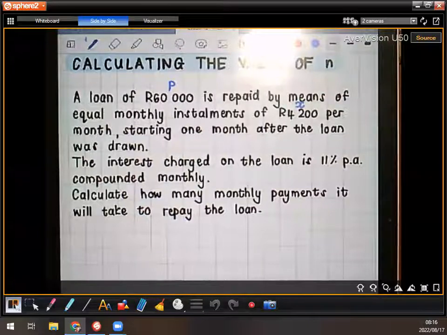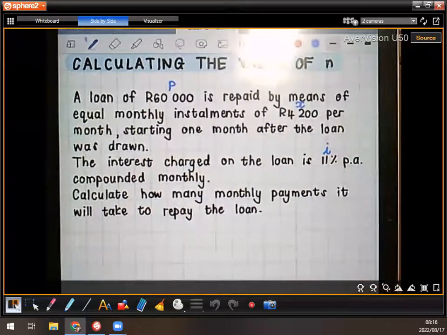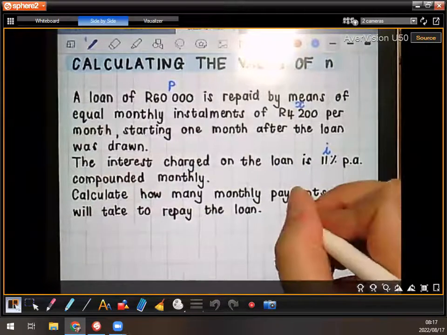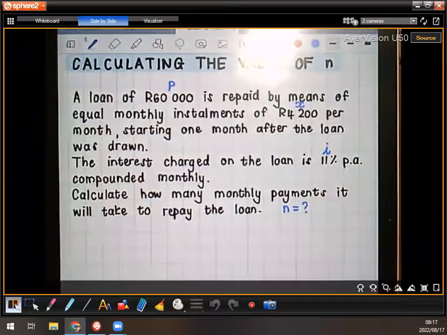The interest rate on the loan is 11% per annum compounded monthly, so that is our I value. And they're asking us to calculate how many monthly payments it will take to repay the loan. So they are asking us for n, guys. Remember, n is the number of payments.